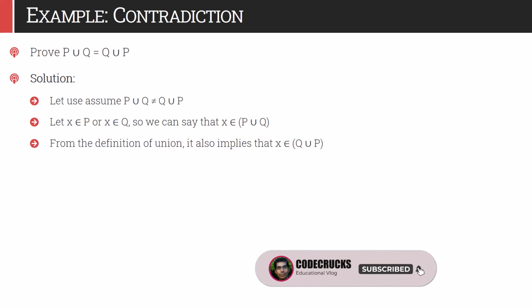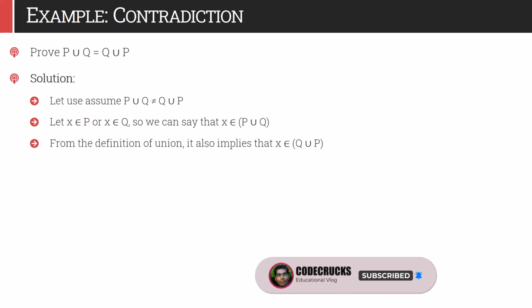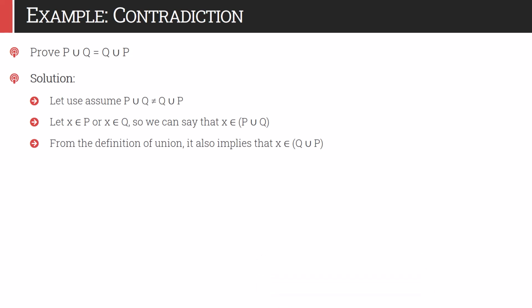From the definition of union, it implies that X belongs to Q union P as well, because we know that sets have the property of commutativity. Okay, so P union Q is the same as Q union P. So if X is in P union Q, then definitely X would be in Q union P as well. Right? So again, from the definition of union, if X is in P or X is in Q, then definitely X is in P union Q.